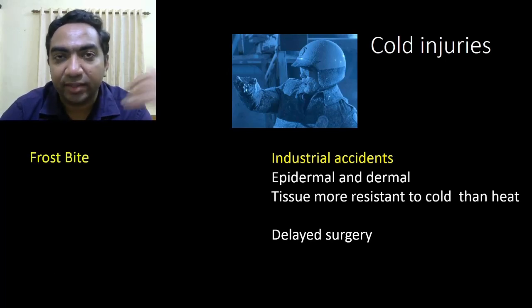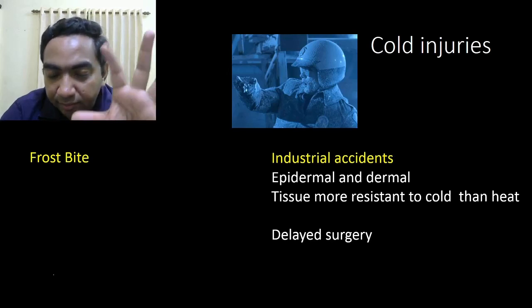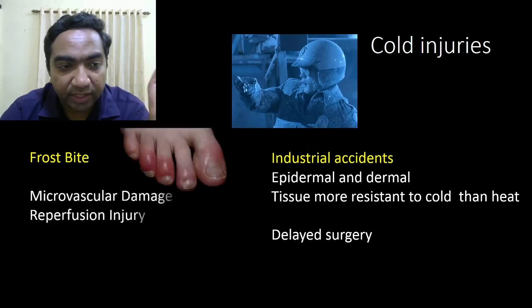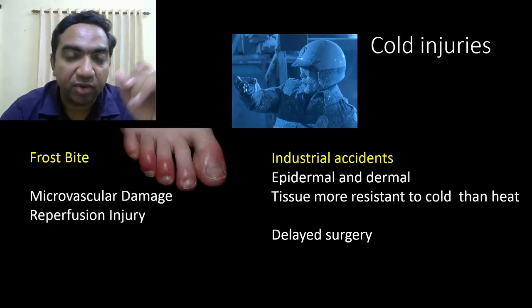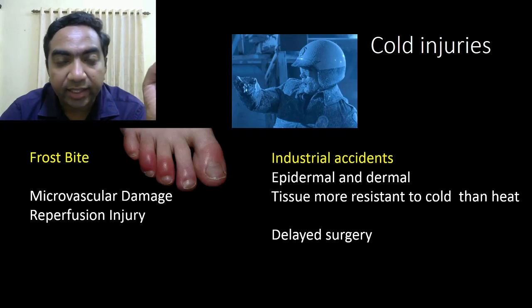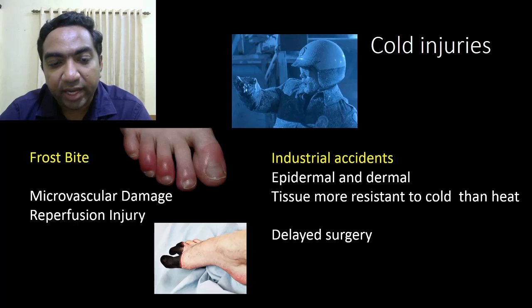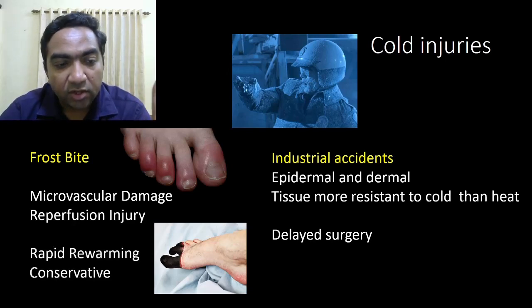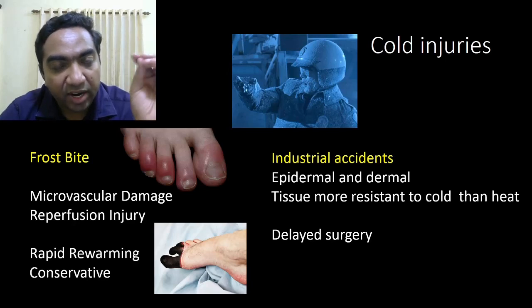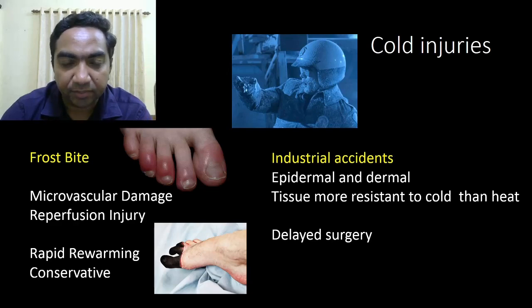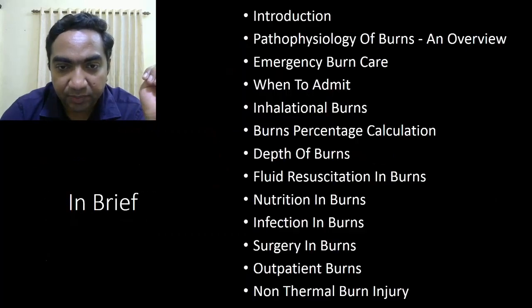Next is frostbite. When we go out in cold countries, the exposed areas can be exposed to cold and result in frostbite. So there can be microvascular damage due to the cold, and there can be reperfusion injury. Later on, the frostbite area can become gangrenous like this in certain cases. So the treatment is rapid rewarming of the frostbite area, and generally the management is conservative. We don't have to go for aggressive management.